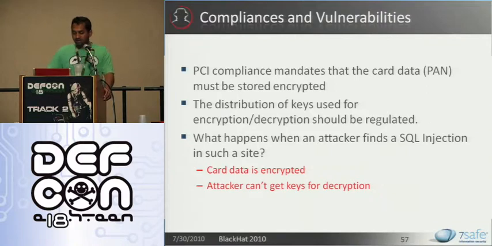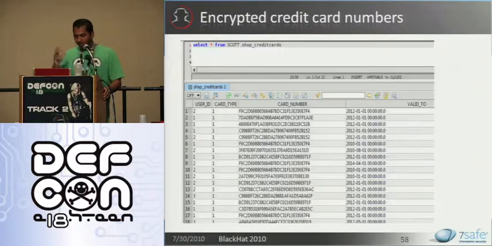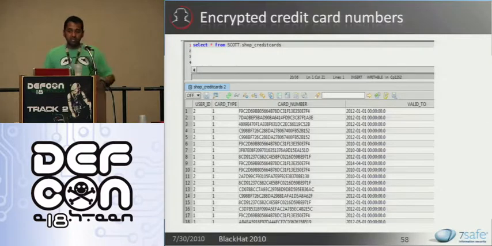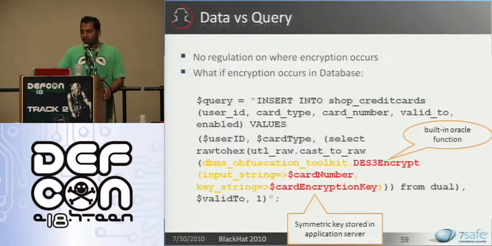So what happens when an attacker finds a SQL injection vulnerability in such a website which follows all this compliance? Does that mean that the card data which the attacker gets is all encrypted, so it will be pointless for the attacker to have this data if he can't get the keys for decryption? For example, here is a sample from a particular credit card table. As you can see, the card data is all encrypted. So even if you were to find a SQL injection, the data which you have without the keys will be pretty much useless.